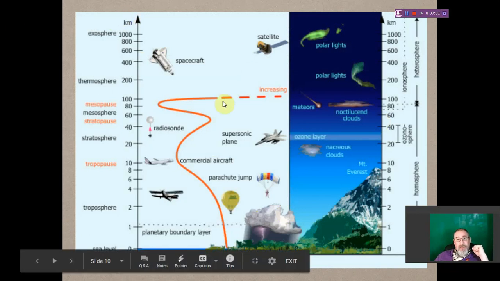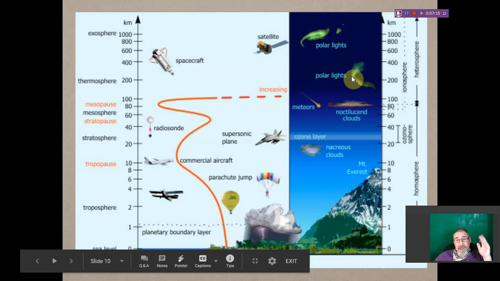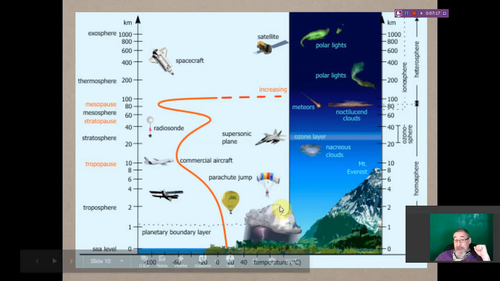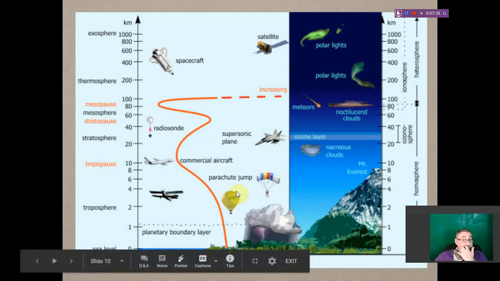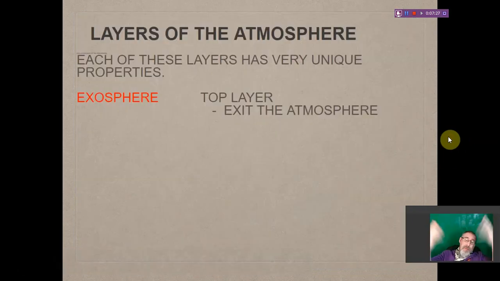So we can see the different altitudes. The exosphere is a little more than 1,000 kilometers. It's way up there. Some of these pictures kind of give you an idea of what you might find in those particular layers, and we'll talk about those as we go. All right, so we're coming from space. We're aliens. We're visiting the planet Earth for the first time.